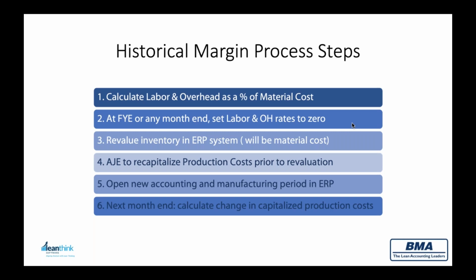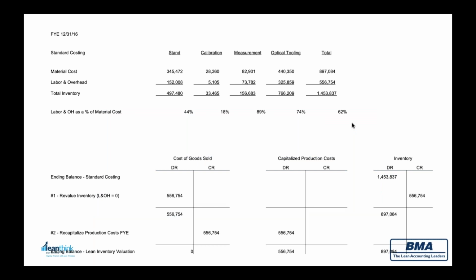Let me show you a simple example. Here, this company at the end of 2016 had 4 value streams, and you can see that the labor and overhead as a percentage of material was quite different for each of the value streams. This is one reason why they wanted to continue to use this methodology rather than just an average.